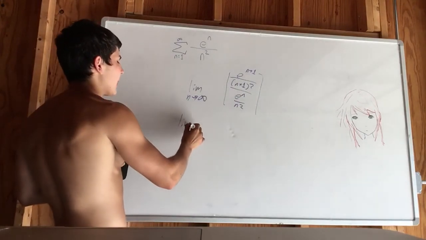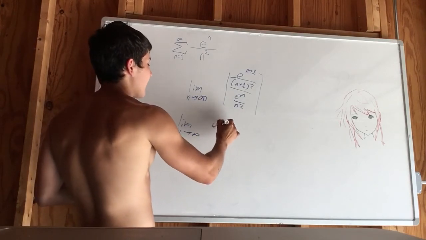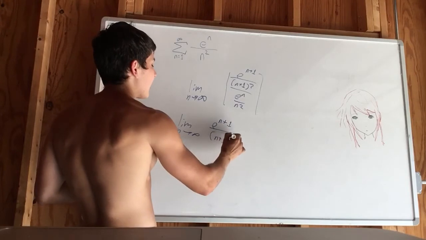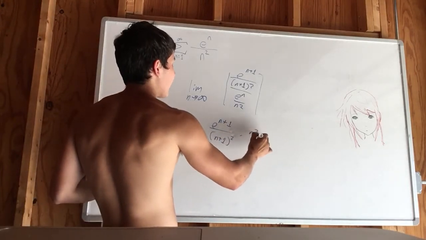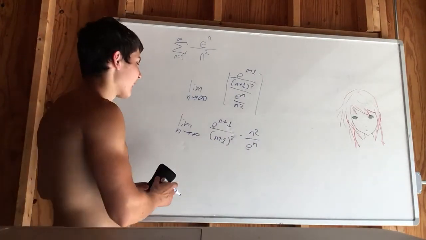So we're just multiplying by the reciprocal in this case because we're dividing. So it's the same thing as having e to the n plus 1 over n plus 1 squared, multiplied by n squared over e to the n. And now we can start to cancel stuff out and group things together.